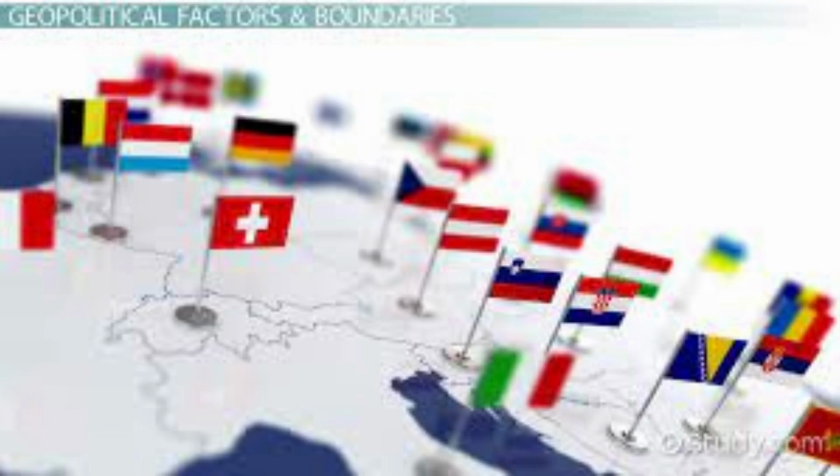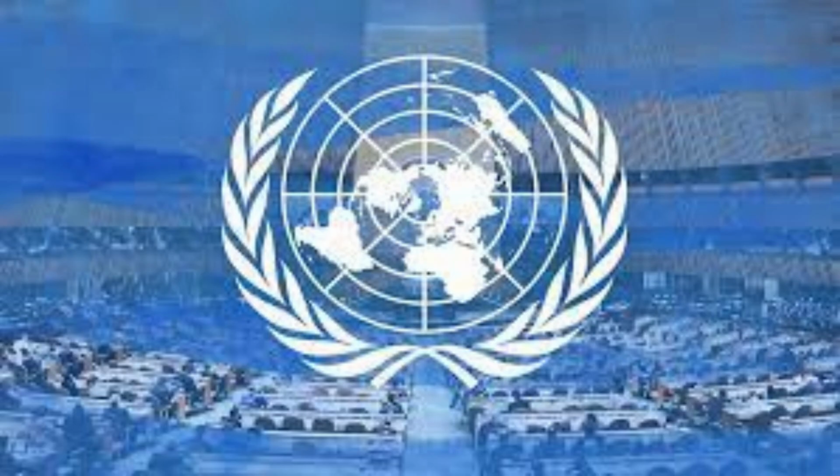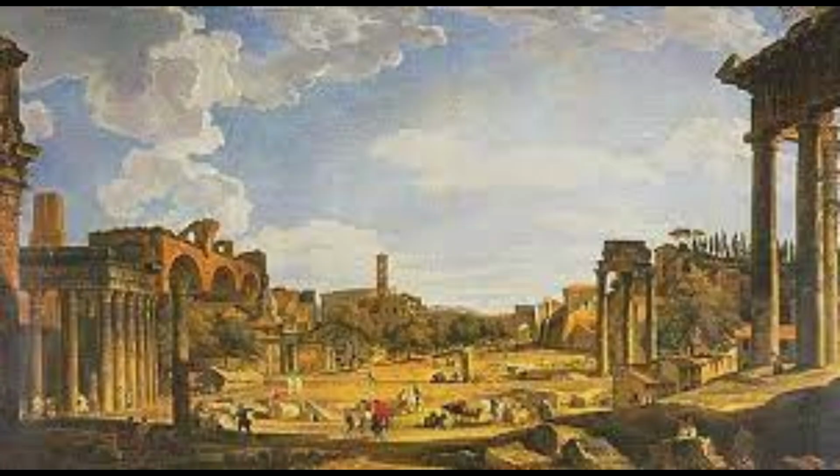The role of international organizations. International bodies like the United Nations play a role in standardizing geographical nomenclature, helping to reduce naming disputes and promote international understanding.